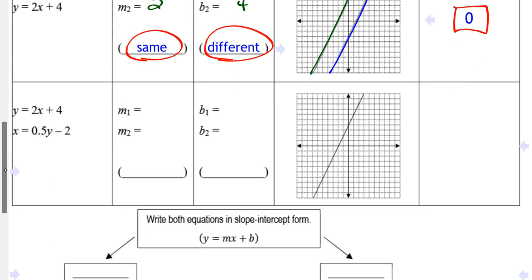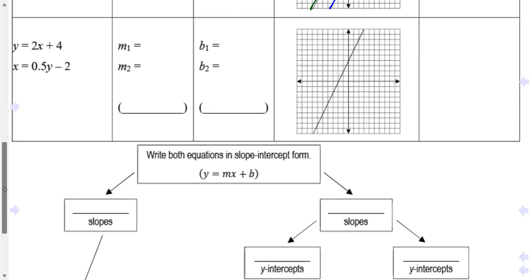One final situation. As we look at this first equation, we can see that our slope is 2, our y-intercept is 4. The second equation is a little bit sneaky because it's not actually in slope-intercept form. So I need to do some rearranging here.